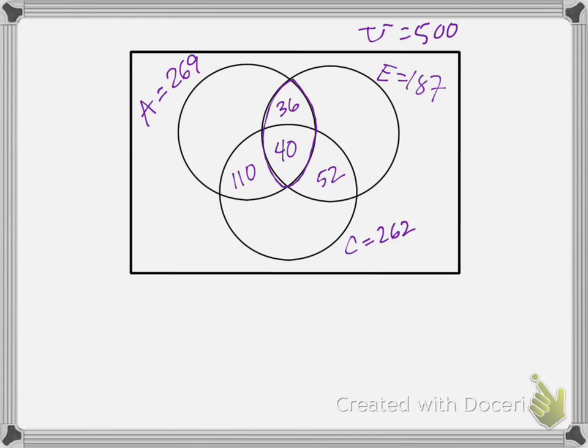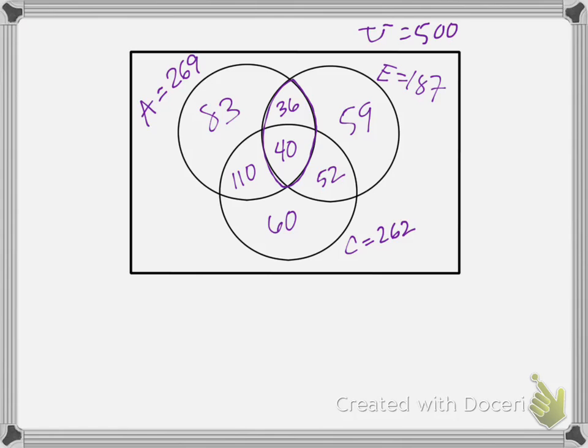So 110 plus 40 plus 36 plus the area, that sort of half moon, must add up to 269. So the number is 83. Okay, I do the same with the other set E. And the number is 59. Okay, the area that is left. So the number is 60, right?